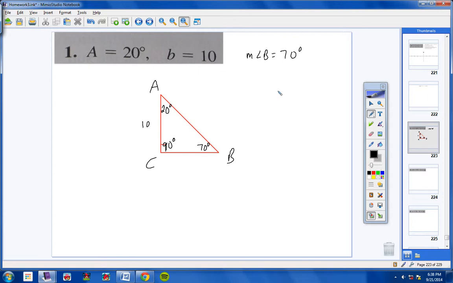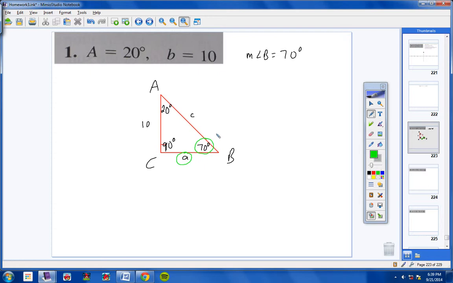Now, you can solve for side A next, or side C. I'm going to solve for side A first. There's no certain reason I'm doing that. I just feel like side A is the best. And then, of course, I'm going to have to pick an angle, either 70 degrees or 20. I'm going to go ahead and go with 70 degrees.